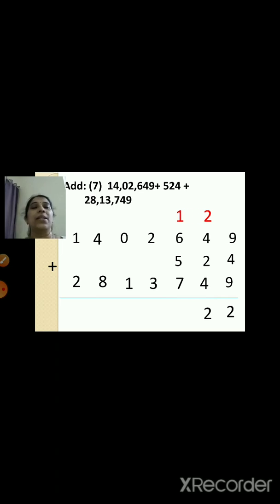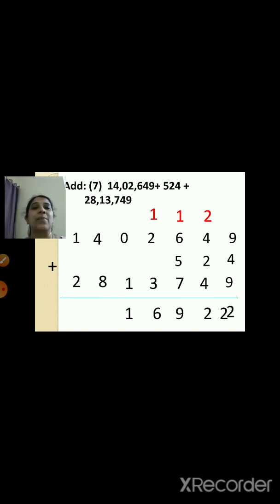So 1 plus 6 is 7. 7 plus 5 is 12 and 12 plus 7 is 19. So 9 will come in the hundreds place and 1 will be carried over in the thousands place. So 2 plus 1 is 3 and 3 plus 3 is 6. So then in the 10,000s place 0 plus 1 will be 1.